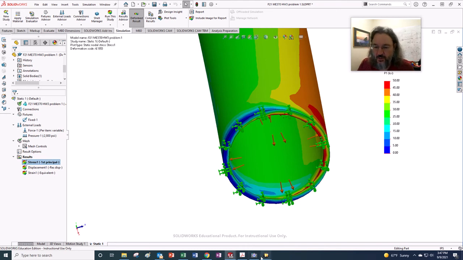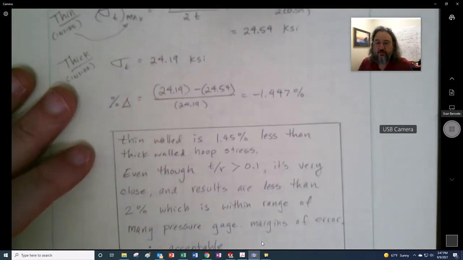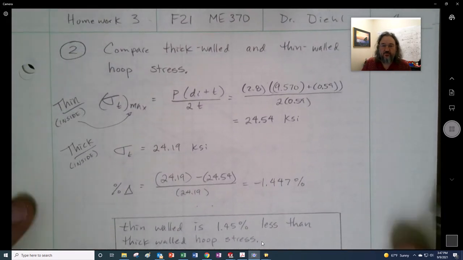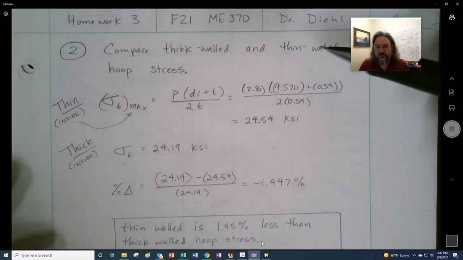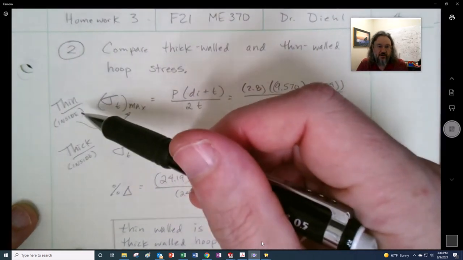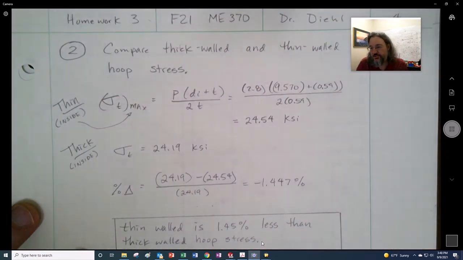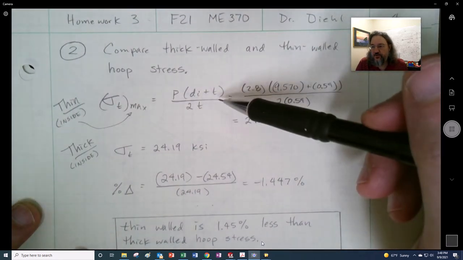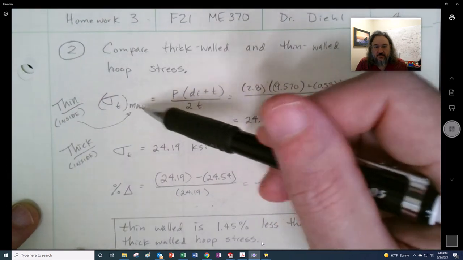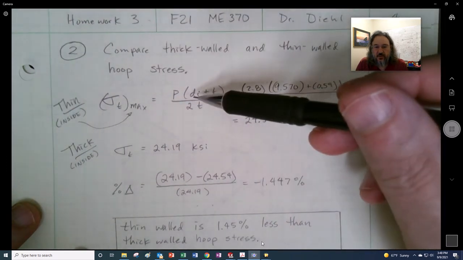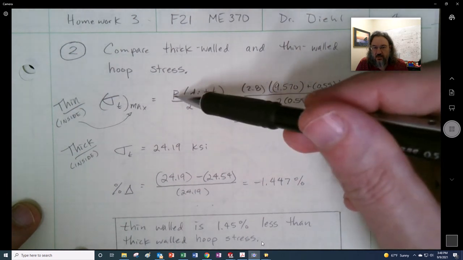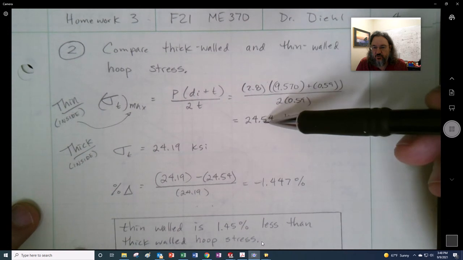Now, the last part of this, I want to do problem 2, and then maybe make a separate video for problem 3. I said I wanted you to compare the thick-walled and the thin-walled hoop stress, just to see what the difference was going to be. Now, the equation we're going to use for the thin-walled should be the maximum, because it is on the inside surface, and Shigley has an equation for the hoop stress on the inside, and he puts a maximum right there. And so we take the inside diameter and add the thickness, and then multiply by the pressure divided by 2. We get 24.54.